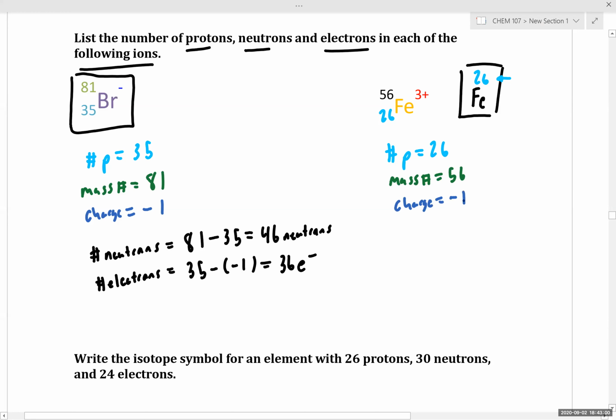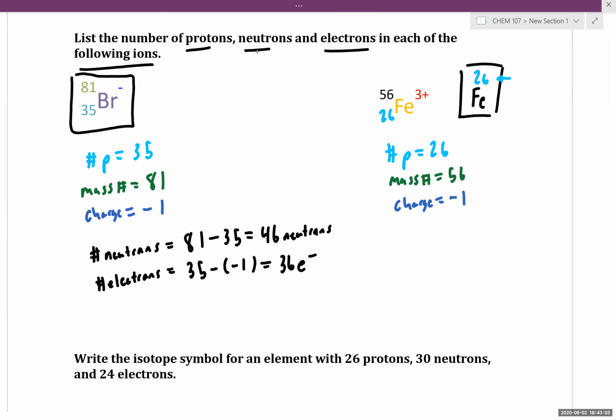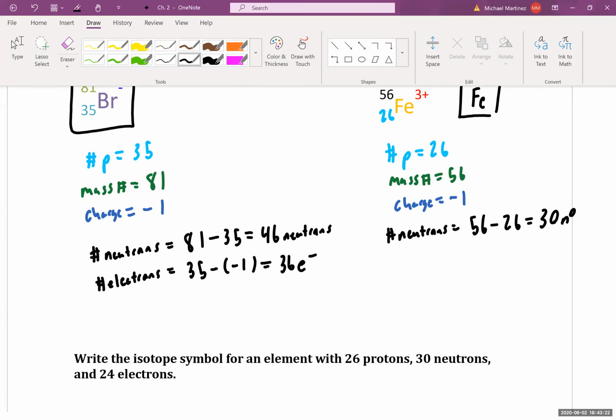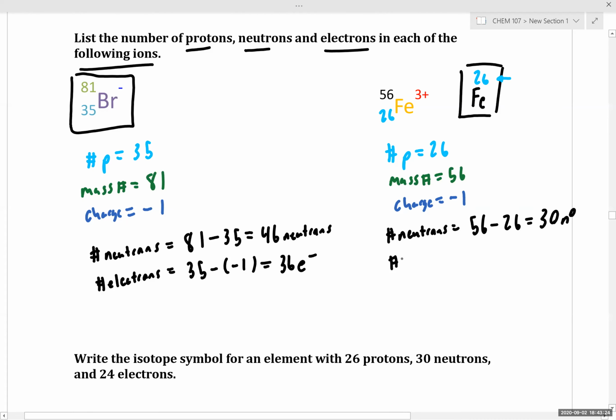And the charge is equal to -1. So then, looking at the number of neutrons, we take our mass number, which is 56, minus our number of protons, which gives us 30 neutrons. Next, we calculate the number of electrons.